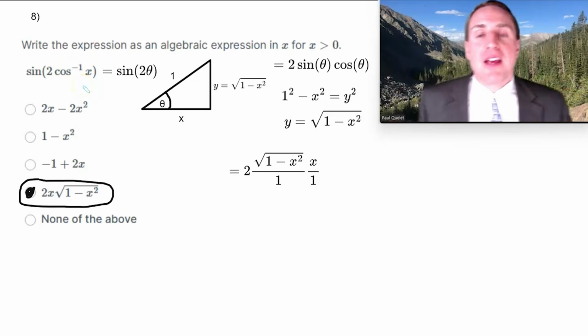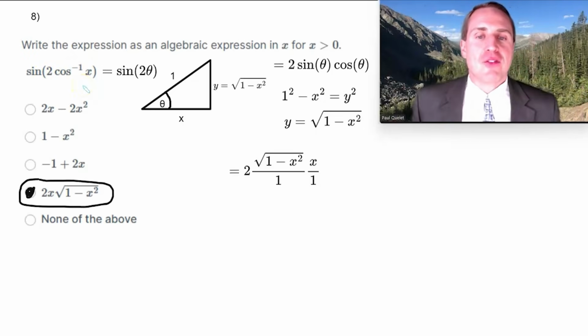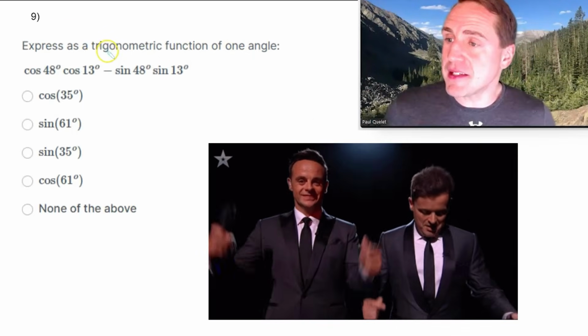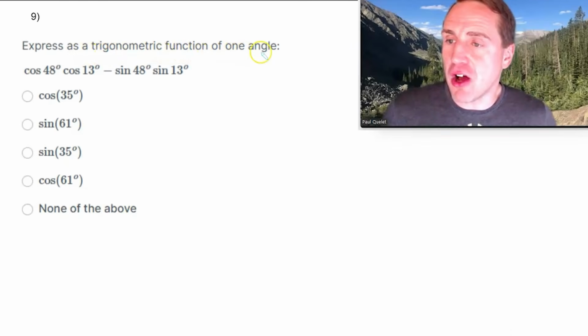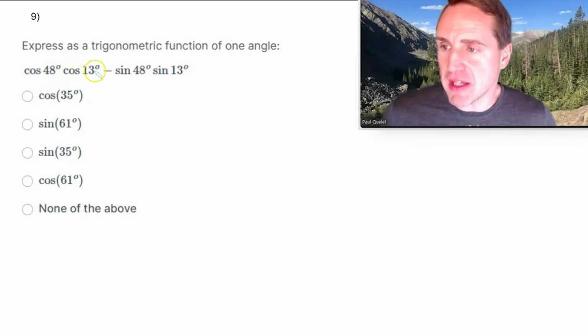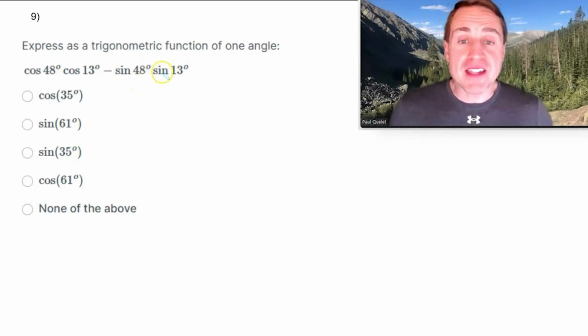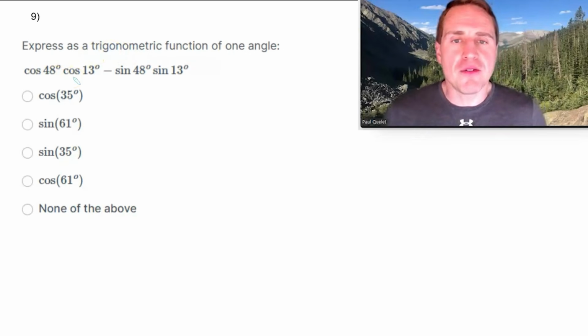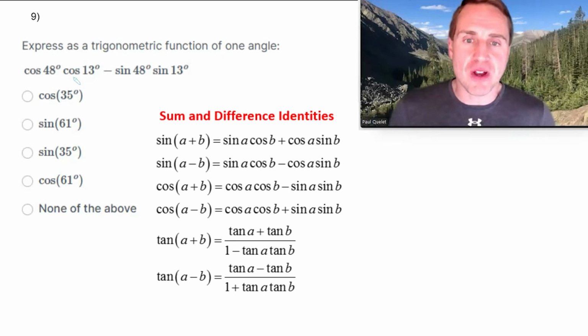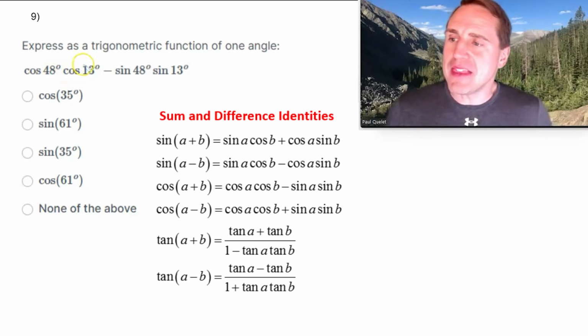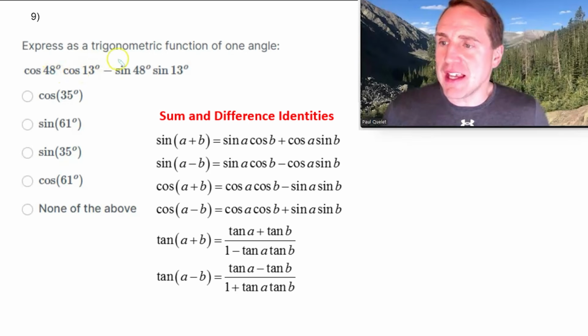Hope that makes sense. This is a combined trigonometric and inverse trigonometric problem. Let's move on. So number 9 here, it says express as a trigonometric function of one angle, cosine 48 degrees cosine 13 degrees minus sine 48 degrees sine 13 degrees. This has the classic form of an angle sum or difference identity because we repeat the same angles, and you can imagine that angle A is 48 degrees and angle B is 13 degrees.